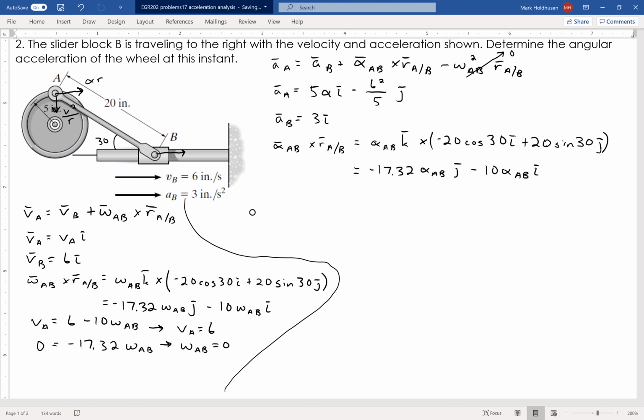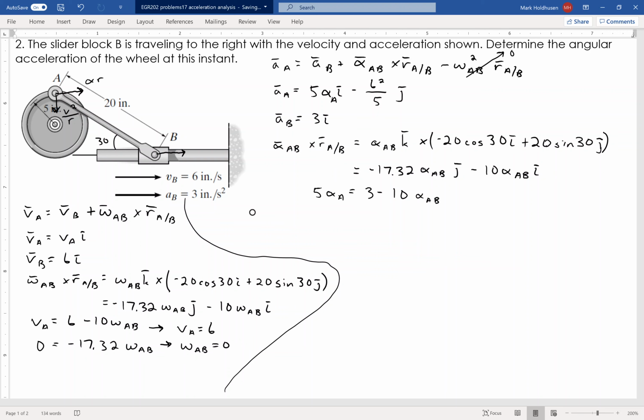Now, I'm recognizing that I've got two alphas here. I've got alpha A, which is the one I'm trying to find, that is of the disk, and then alpha AB is of that connecting rod. Again, the angular velocity is 0, so this is all I've got for this equation. So now I can break this up into x and y components. So I have 5 alpha A equals 3 minus 10 alpha AB. And then in the j direction, I will have, what would that be?